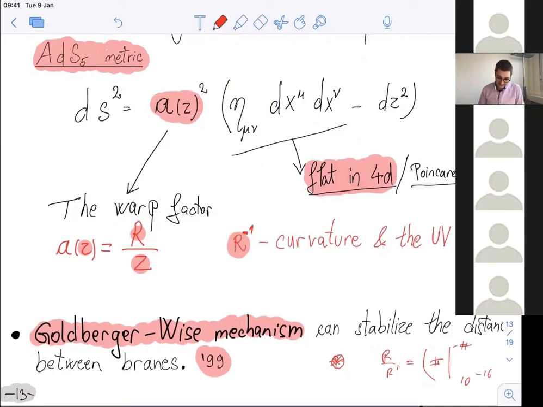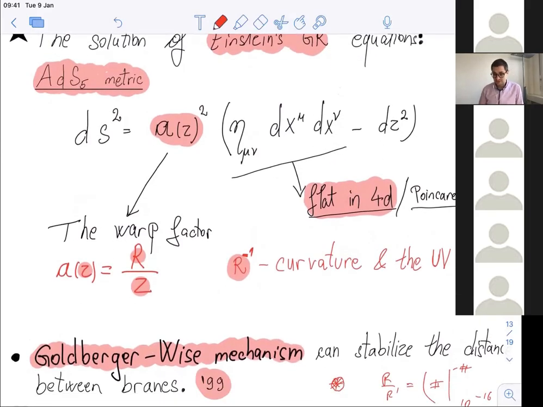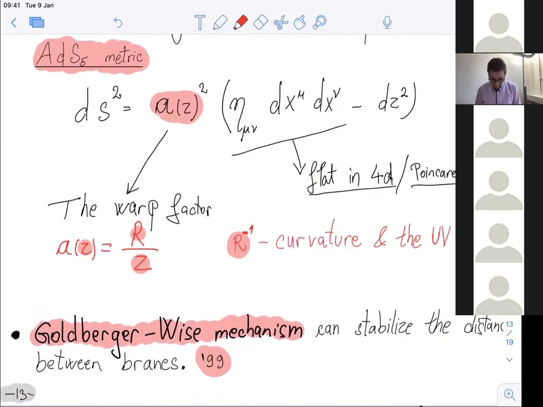Also, there is a back reaction when you add this Goldberger-Wise scalar field. You have to go through the Einstein equation to see if your metric changed, but you can still see that you have the anti-de Sitter metric.